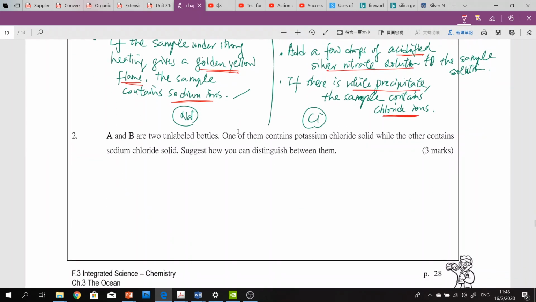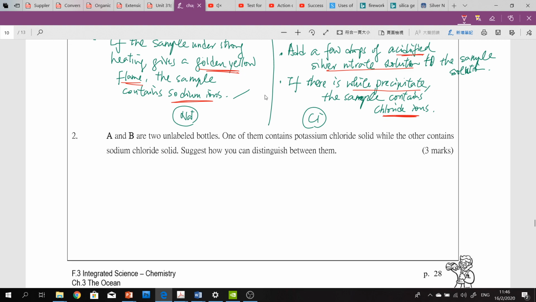How about question 2? Something more challenging, right? You try to have an integrated approach. We've got 2 unlabeled bottles, A and B. One of them contains potassium chloride, the other is sodium chloride. Suggest how you can distinguish between them.